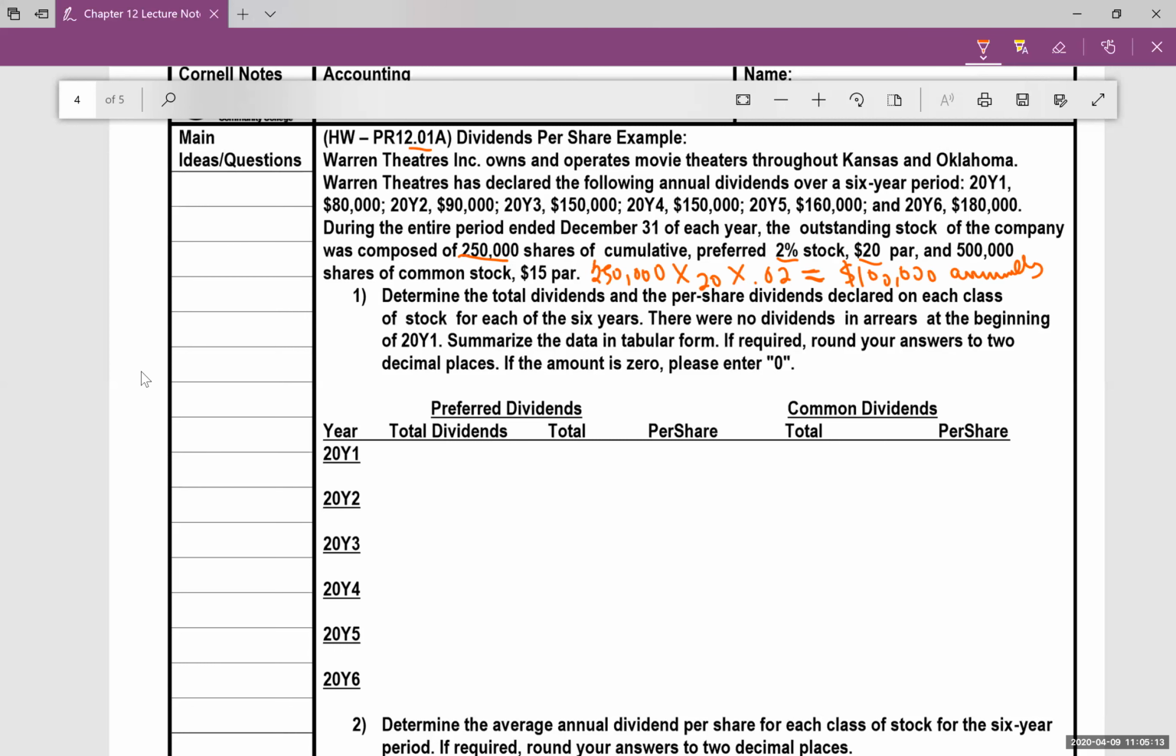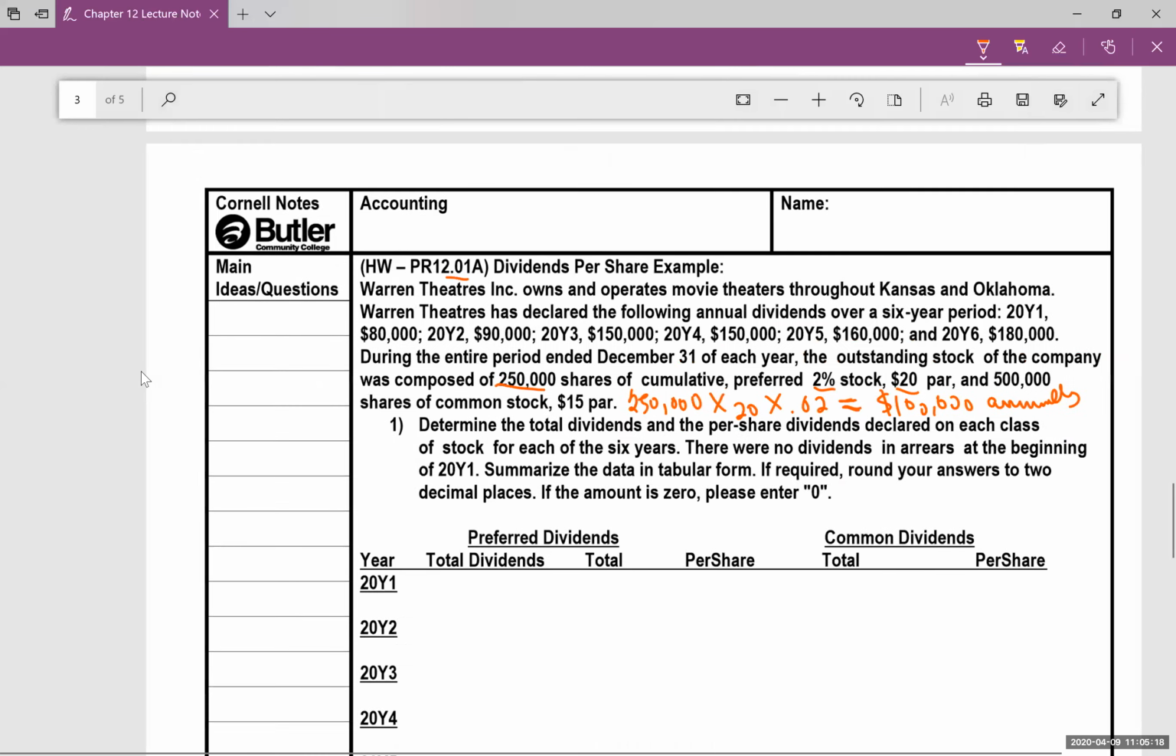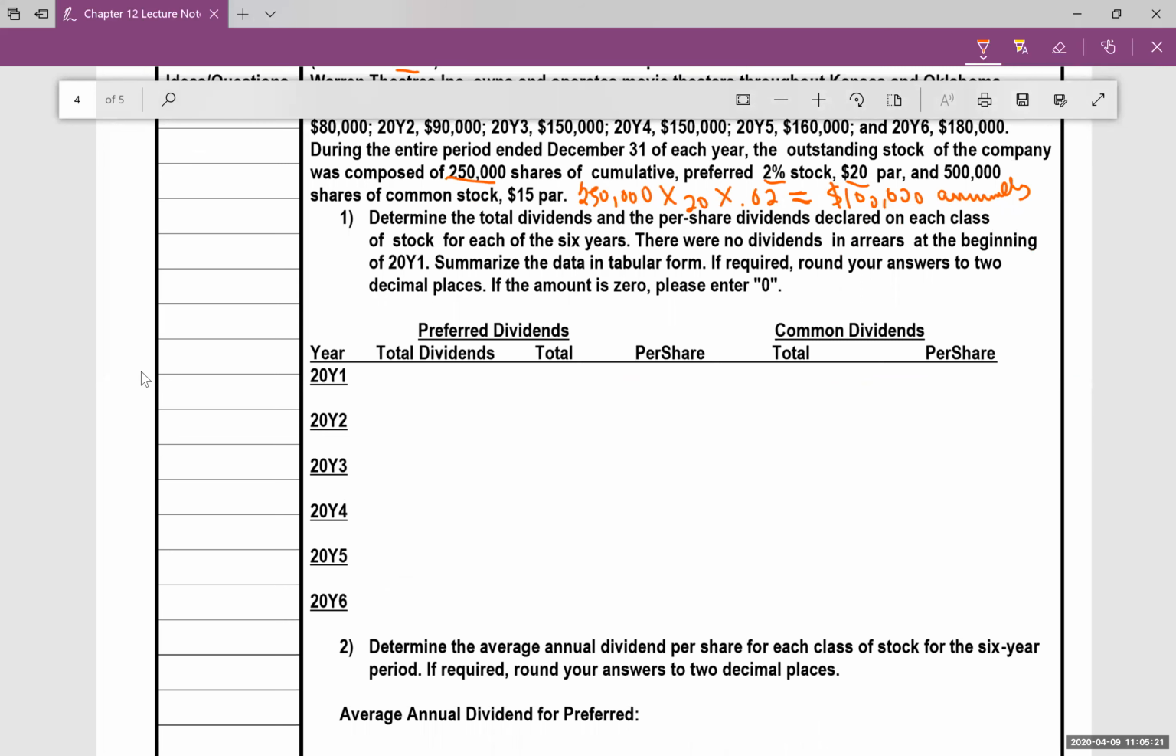So the total dividends that they declared in year one is 80,000. Year two is 90,000. I'm just grabbing this information from above. Year three is 150,000. Year four is 150,000. Year five is 160,000. And year six is 180,000.